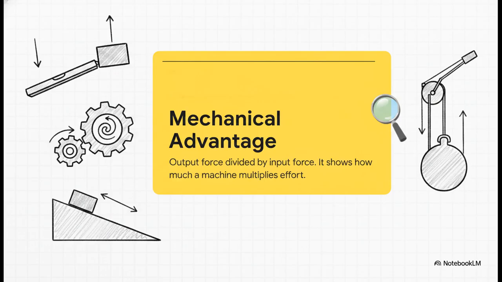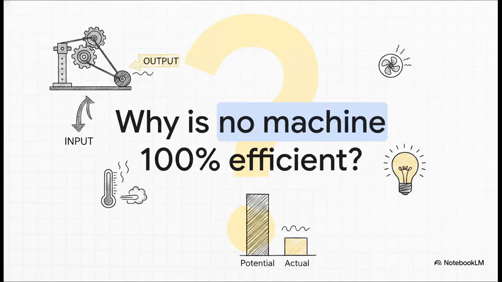If you put in a tiny little bit of effort, but you get a massive output force on the other side, boom, you've got a high mechanical advantage. The machine has literally multiplied your effort. Which leads us to a fundamental, and honestly, a wildly frustrating truth of physics. If the math tells us we can multiply our effort, why on earth is no machine 100% efficient? Why can't we ever get out exactly the equivalent to what we put in?